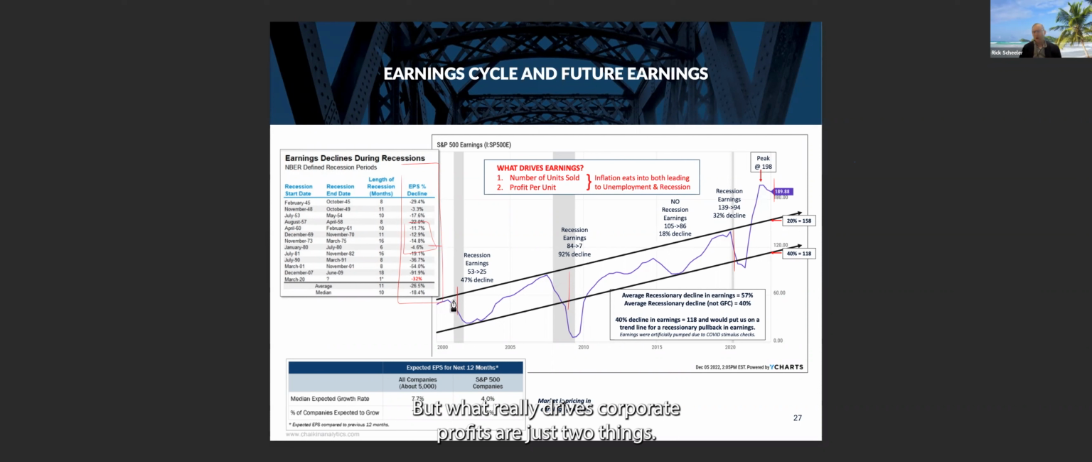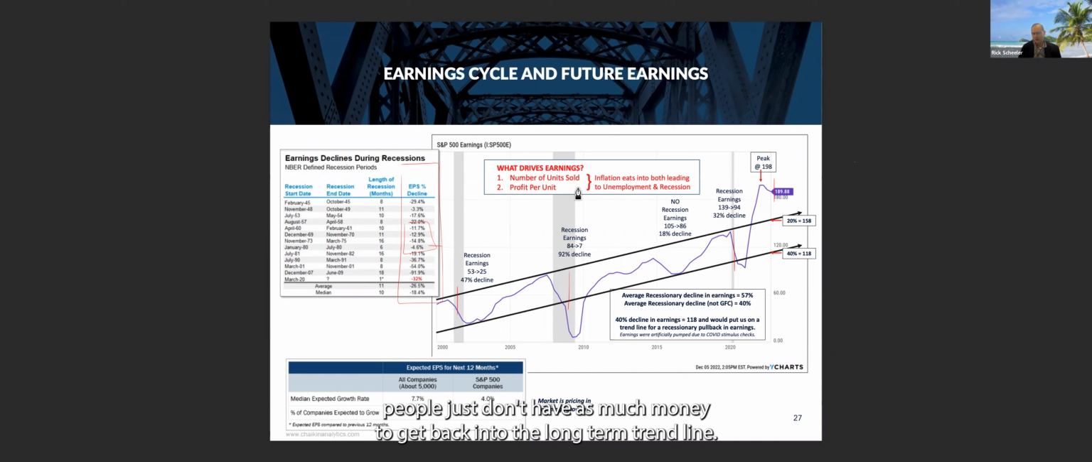What really drives corporate profits are just two things. How much is the company selling, and how much are they making per unit sold? Recessions reduce the number of items sold, and they tend to reduce the profits on those items because when you have high unemployment and a recession, people just don't have as much money.